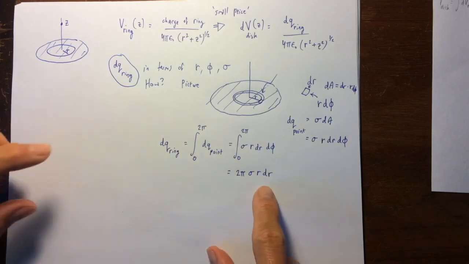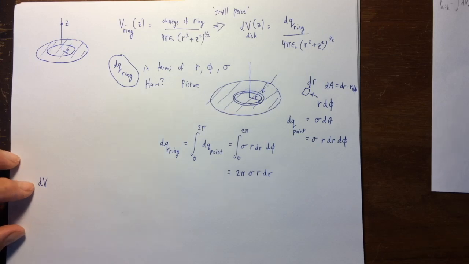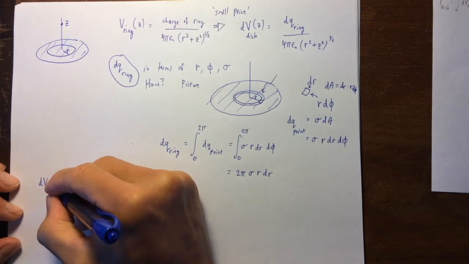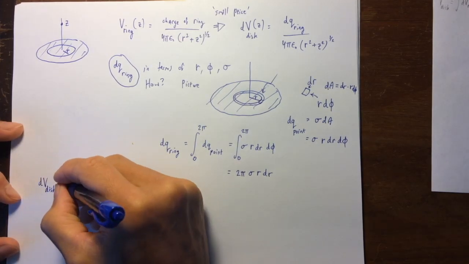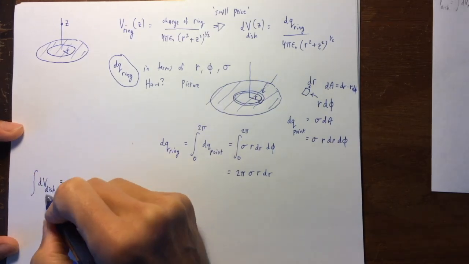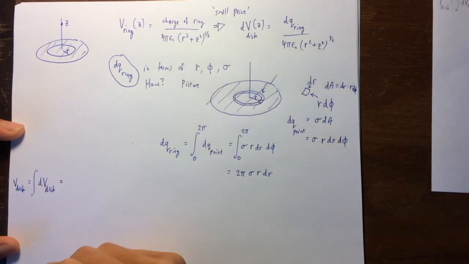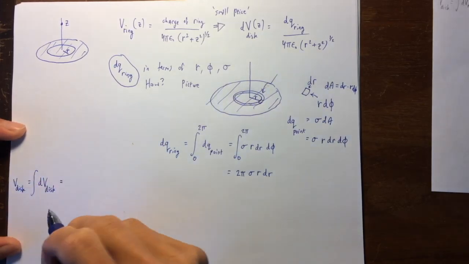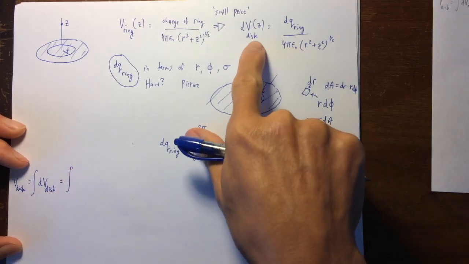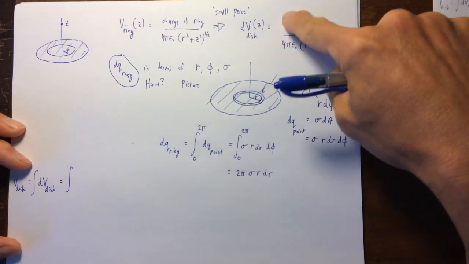So now I've got the charge of a ring, and I can say that there is a small piece of potential up here for the disk, right? Actually, let me say that if I integrate up all the small contributions to the disk's potential, I'm going to get the full value of the disk's potential. So what I need to do is figure out how to get the small potentials for the disk, and this is how I get it.